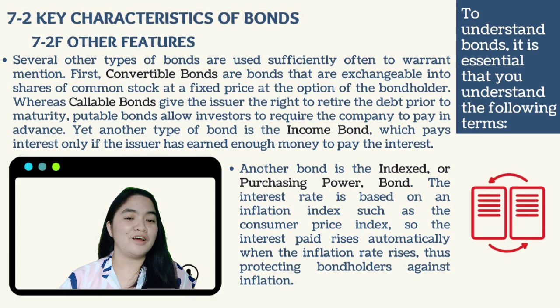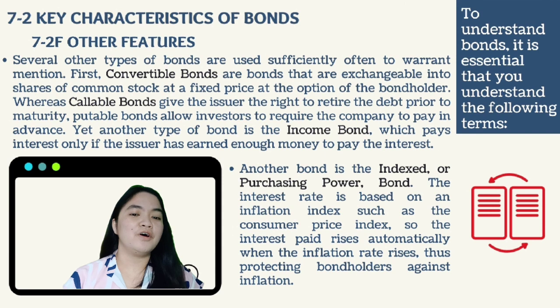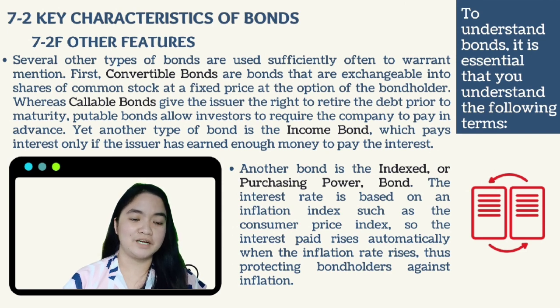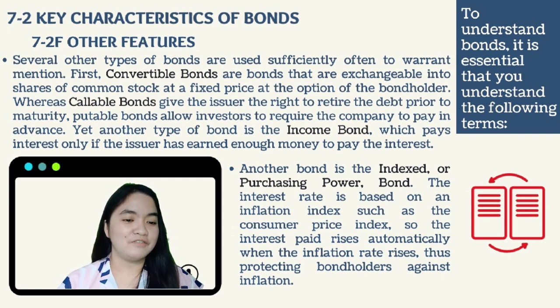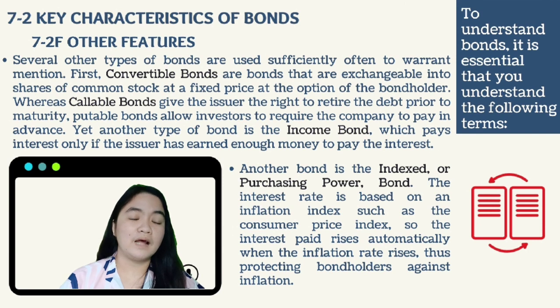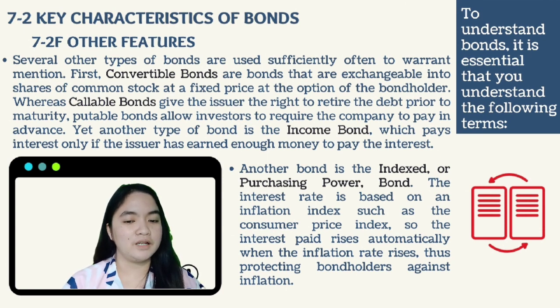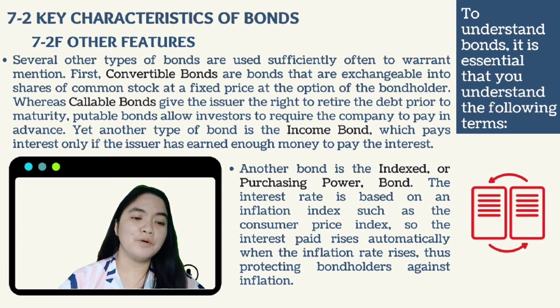Other features. Several other types of bonds are used sufficiently often to warrant mention. Convertible bonds are bonds that are exchangeable into shares of common stock at a fixed price at the option of the bondholder. When we say convertible bonds, these are debt instruments that can be converted into equity shares of the company at a future date. Callable bonds give the issuer the right to retire the debt prior to maturity. Putable bonds allow the investor to require the company to pay in advance. Callable bonds give the issuer an opportunity to refinance its debt at an alternative rate. Income bonds pay interest only if the issuer has earned enough money to pay the interest. An income bond is a type of bond that pays interest at a rate based on the issuer's earnings.